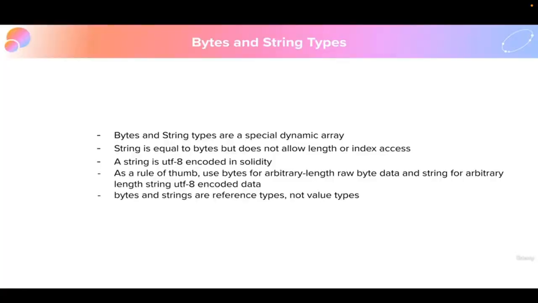Bytes and strings are another data type in Solidity. Both bytes and string types are a special kind of dynamic array. String is equal to bytes, but it does not allow length or index access. As a rule of thumb, use bytes for arbitrary length raw byte data, and string for arbitrary length string UTF-8 encoded data.